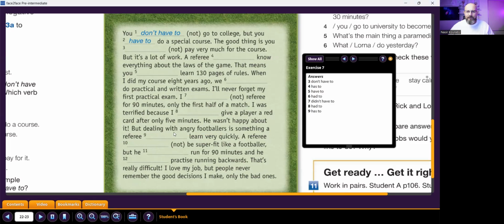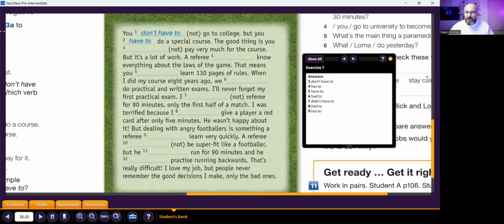Number 9. A referee has to be super fit like a footballer, but he runs for 90 minutes and he. So here we talk about a referee has to learn. It's something a referee has to learn very quickly. So we talk about the general and we add some more information in general. So a referee.